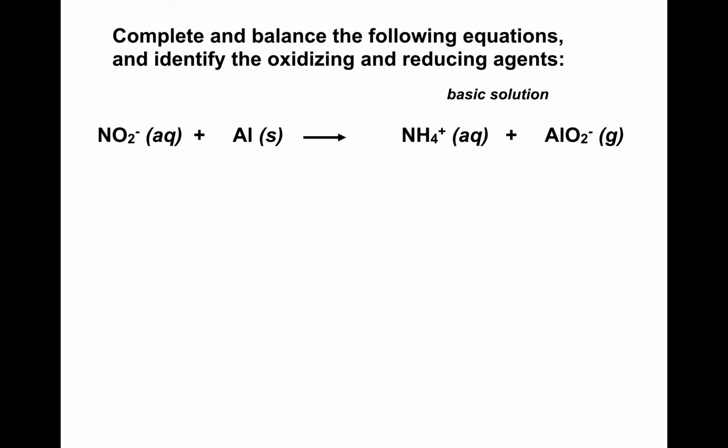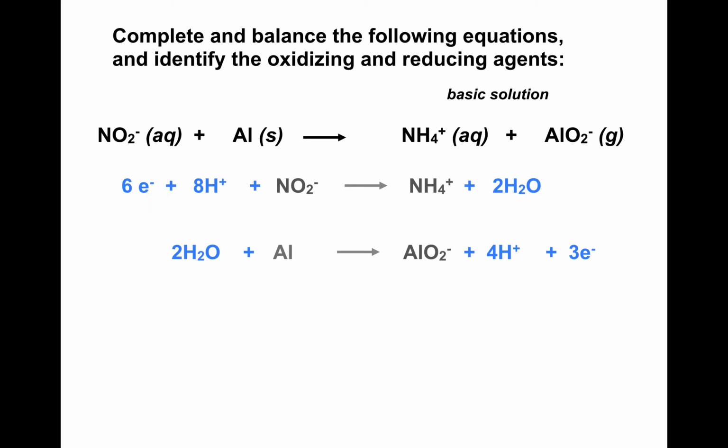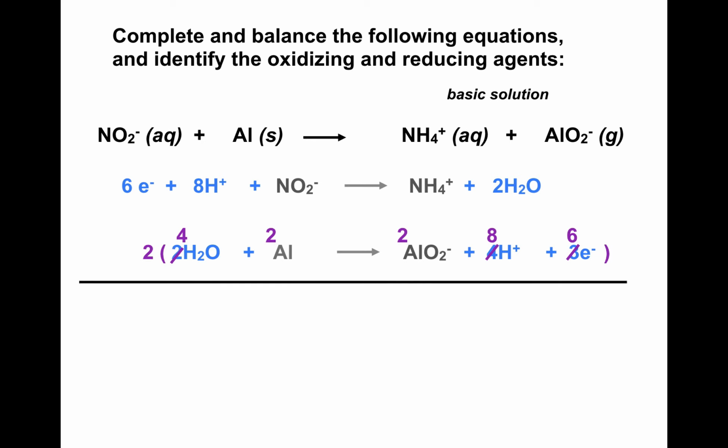All right, so another basic one. So split it up into 2 half reactions. Balance everything except for O and H. Balance the O's adding waters. Balance the H's adding H pluses. Balance the charge by adding electrons. Multiply by a coefficient of the same number of electrons going in as coming out. Add the half reactions together.